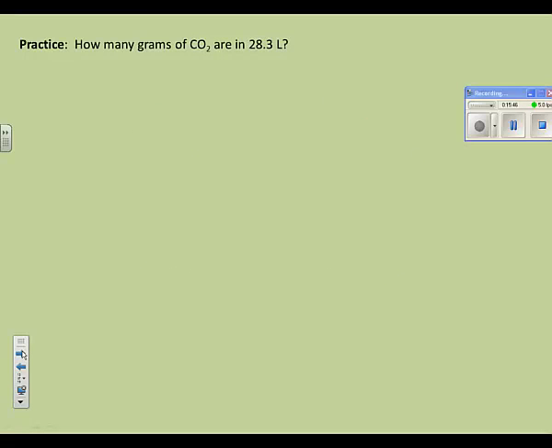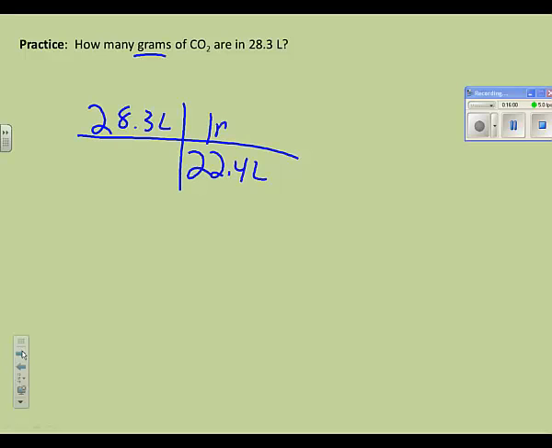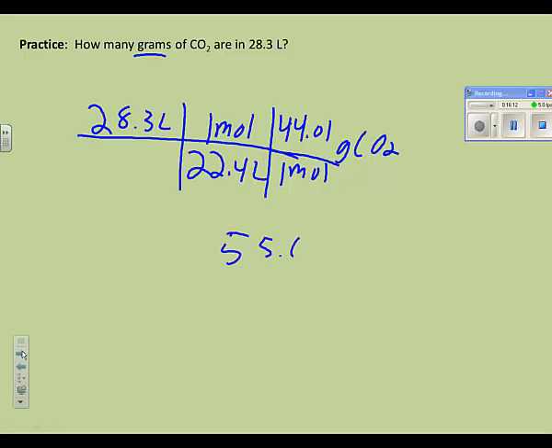And finally, how many grams of CO2 are in 28.3 liters? This is just using the same conversion factor, but going to grams instead of molecules. So you're turning right at the mole instead of turning left. You're going to start with your given, 28.3 liters. There are 22.4 liters in every 1 mole. And in every 1 mole, we're going to grab the CO2, so we've got to use the molar mass in this one, which turns out to be 44.01. That will give you 55.6 grams of CO2.